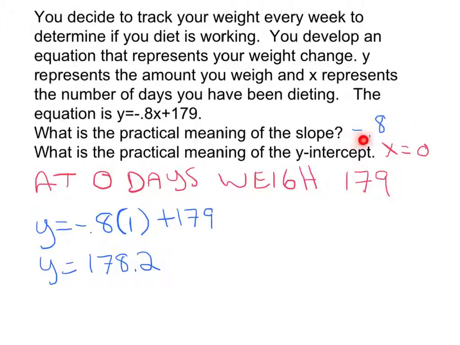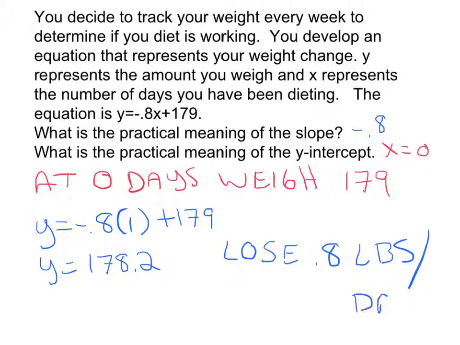The negative indicates that I'm losing. 0.8 is the amount of pounds. I'm going down in weight by 0.8 pounds per day. So the practical meaning of the slope is that I lose 0.8 pounds per day. You could also write it as you lose 8 pounds in 10 days, and that's okay too. So that's kind of it. It's a new concept, but the practical meaning just really means, what is this equation telling me?